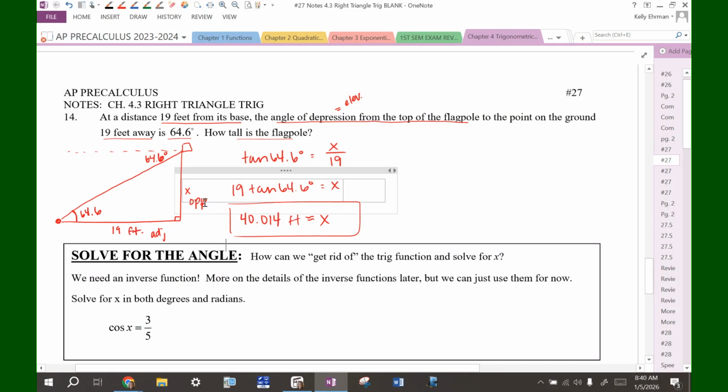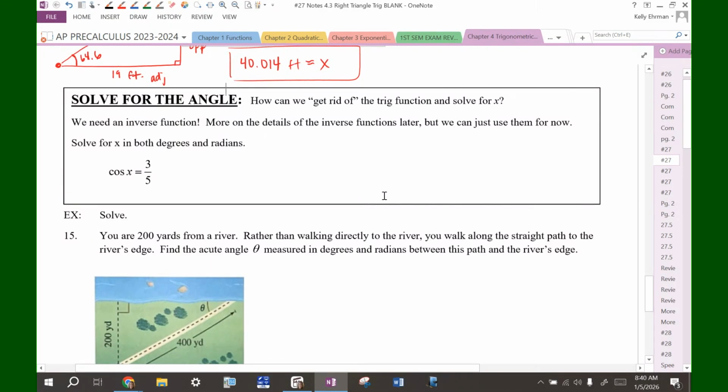We can also solve for missing angles. So if I want to solve for the angle, how do we get rid of a trig function and solve for x? There are such things as inverse trig functions, and we will have a whole section dedicated to inverse trig functions. But for now, we can just go ahead and use them. We're going to solve in both degrees and radians.